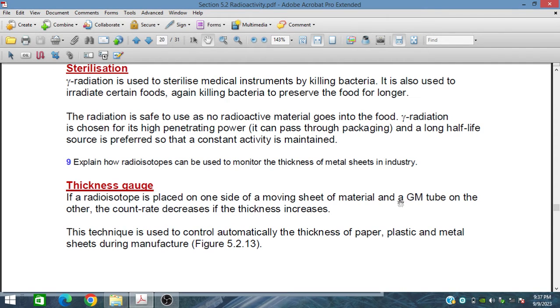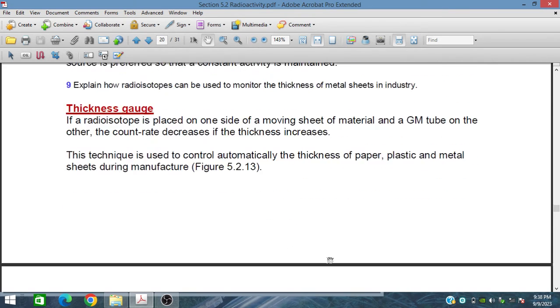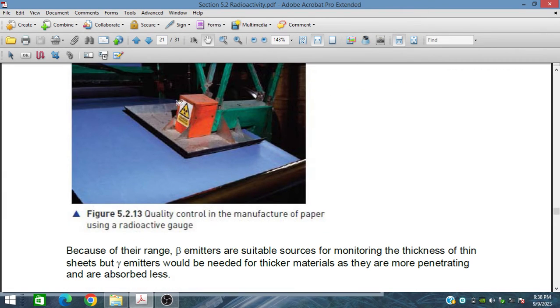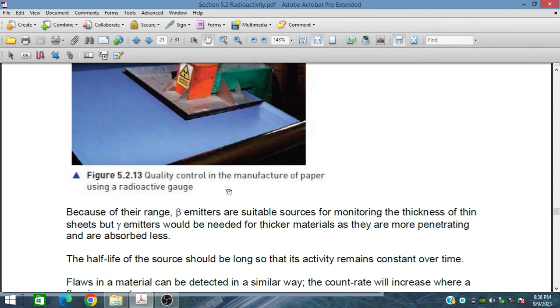If the count rate increases, it means the thickness is reducing. If thickness is increasing, the count rate will decrease. If count rate increases, thickness is decreasing. So this is very, very important. We have to maintain a constant thickness, so we have to maintain a constant count rate, or a regular count rate. This is basically used in paper, plastic and metal sheet manufacturing process. This is a system of radioactive gauging.